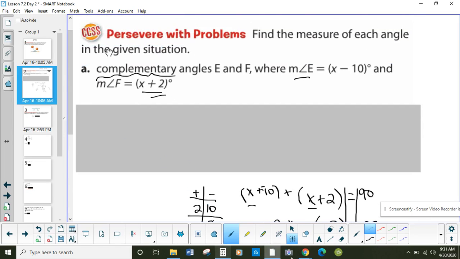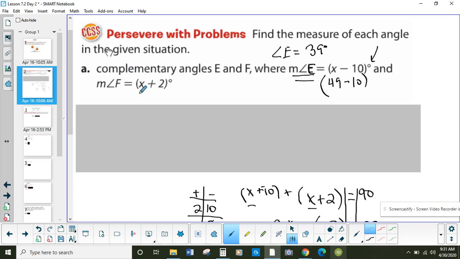Now, that doesn't mean that each angle is 49 degrees. It means just x is 49 degrees. So to do this problem, we'd have to put a 49 right here to get the measure of angle E. Okay, so I put the 49 in there. I take 49 and subtract 10, and I get that the measure of angle E is 39 degrees. Angle E is 39 degrees.